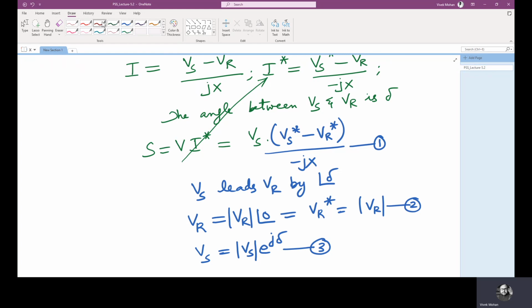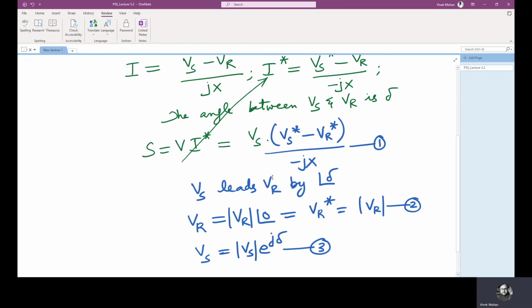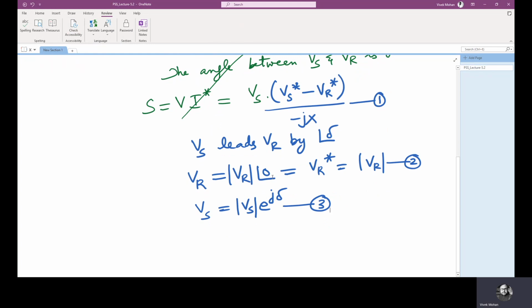Now let us substitute 3 and 2 in 1, because equation 1 is complex power, and in complex power we have Vs and Vr. The expressions for Vs and Vr are given by equations 2 and 3, so they can be substituted in equation 1. If you segregate the real and imaginary parts, you should get P sending end and Q sending end.